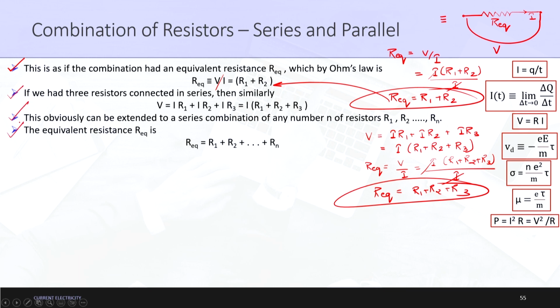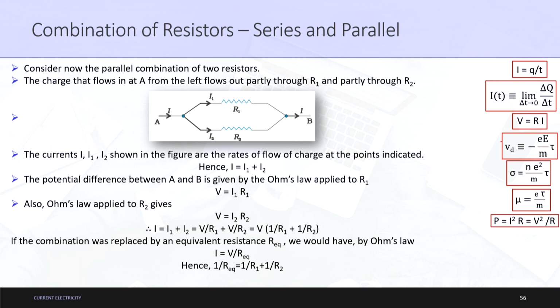Let us move on with the combination of resistors now. Consider now the parallel combination of two resistors. So the final formulation is we need a resistor R equivalent.